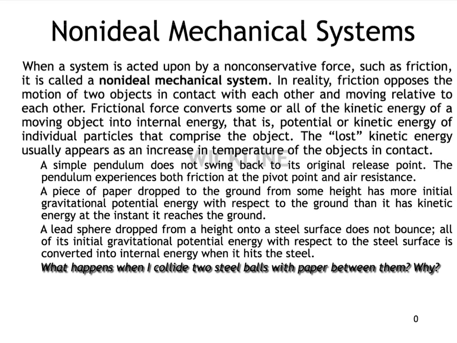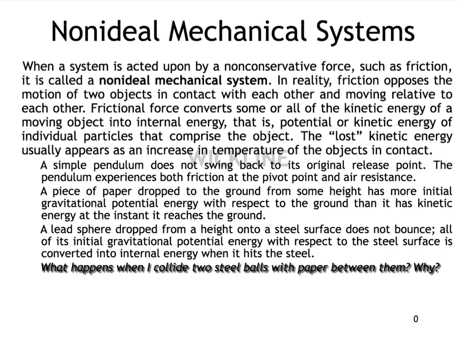If you drop a piece of paper to the ground from some height, it'll have more potential energy with respect to the ground than it will have kinetic energy at the instant it reaches the ground. Now, in an ideal mechanical system, this kinetic energy and the potential energy would be equal, but in the real world, we know that that piece of paper is going to experience drag from air resistance, and it will lose energy to friction as a result.